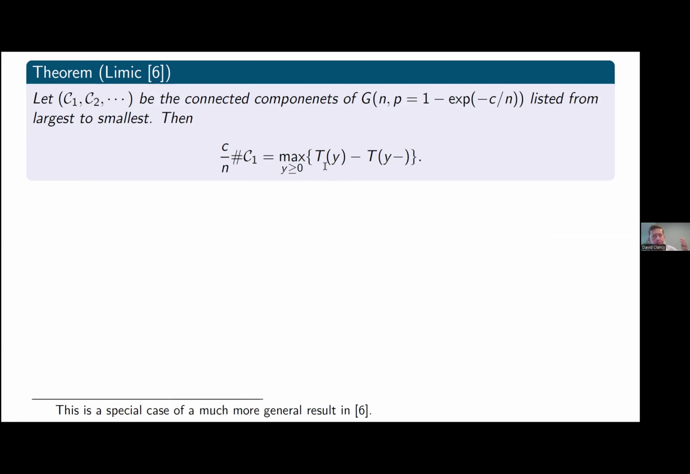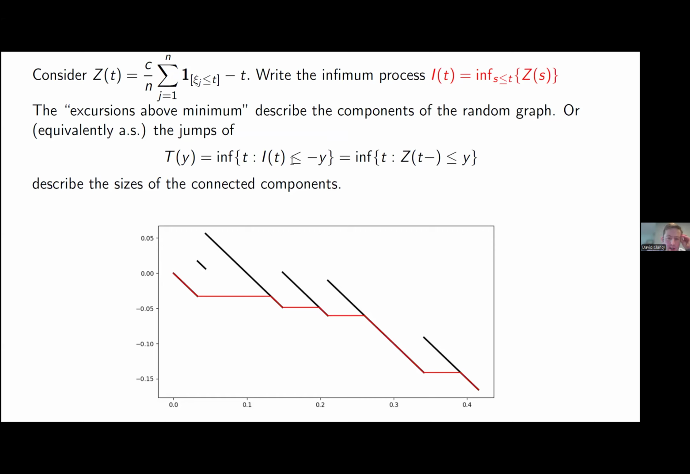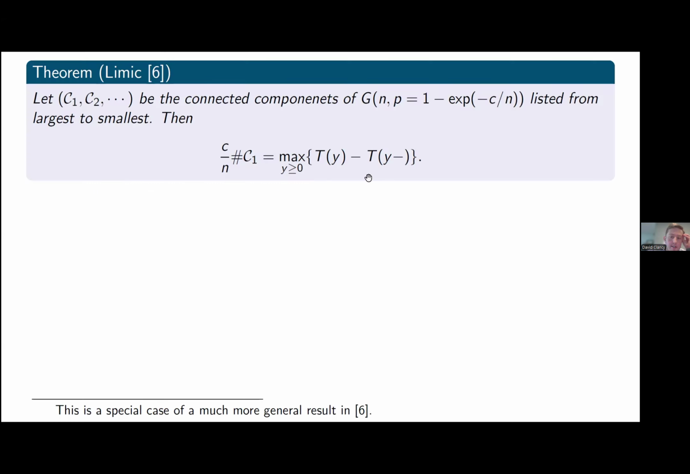All right. I'm sorry, and what is T? T is the first hitting time of the running impedance. Yeah. So I guess actually the way I wrote it here, this should be a left continuous process. So these jumps should be T of y plus minus T of y.